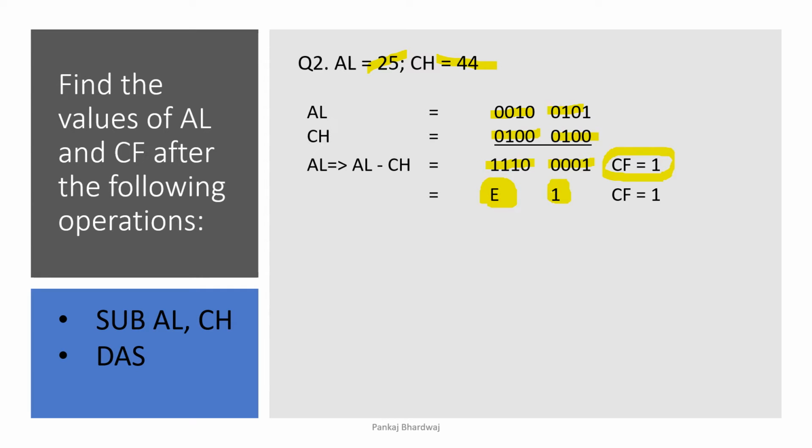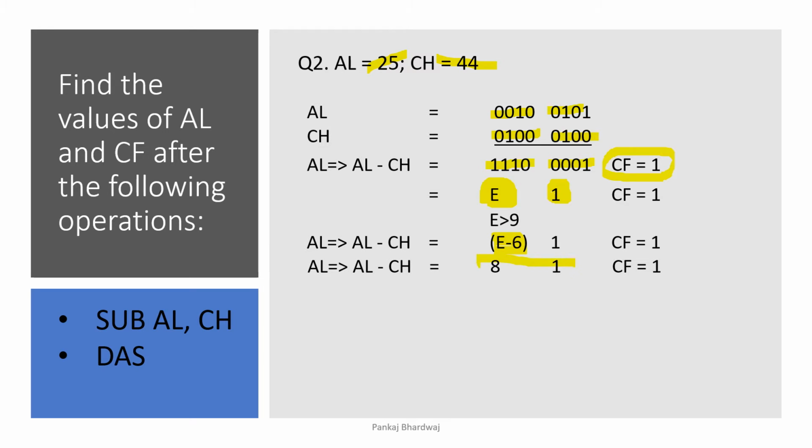Now we need to check whether any nibble, any combination of 4 bits, is greater than 9, and yes, this E is greater than 9. So when E is greater than 9, we need to subtract 6. E is 14, minus 6, that will be 8. So the answer is 81, and as we have got a borrow in the expression, the carry flag is set to 1.